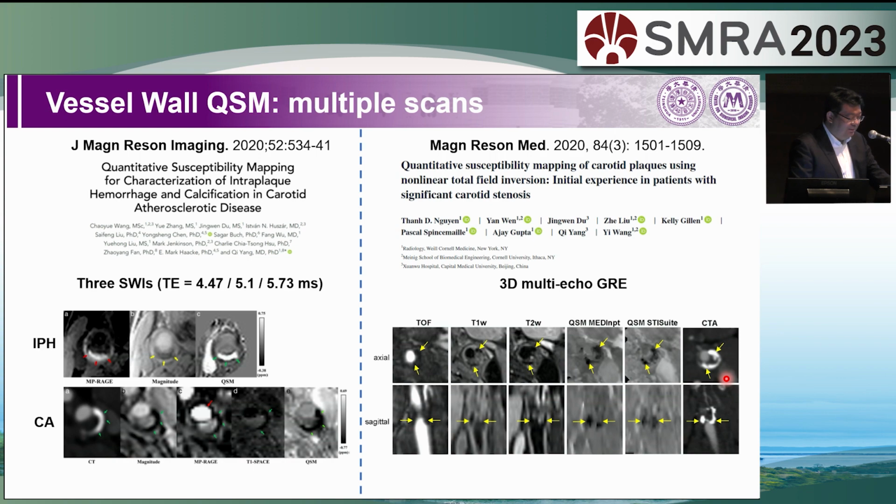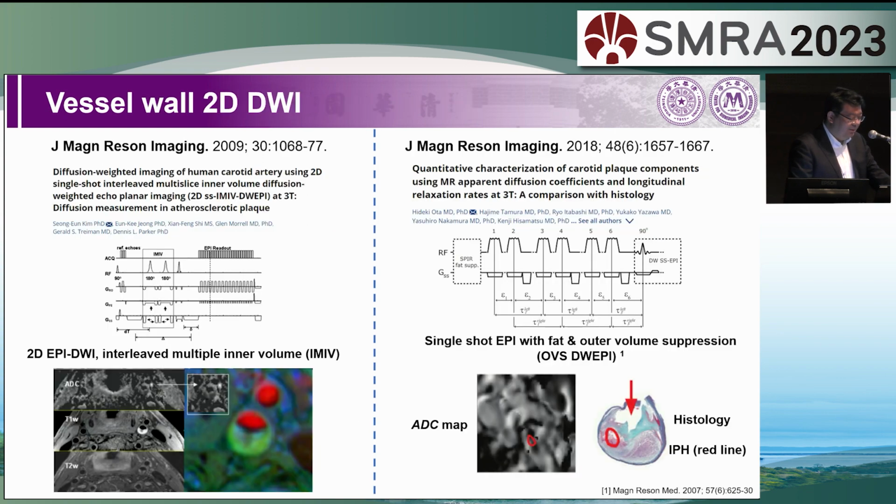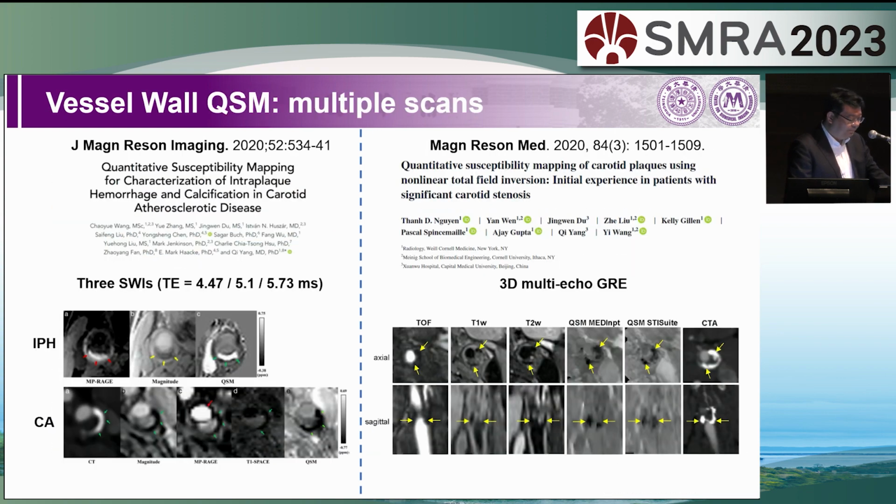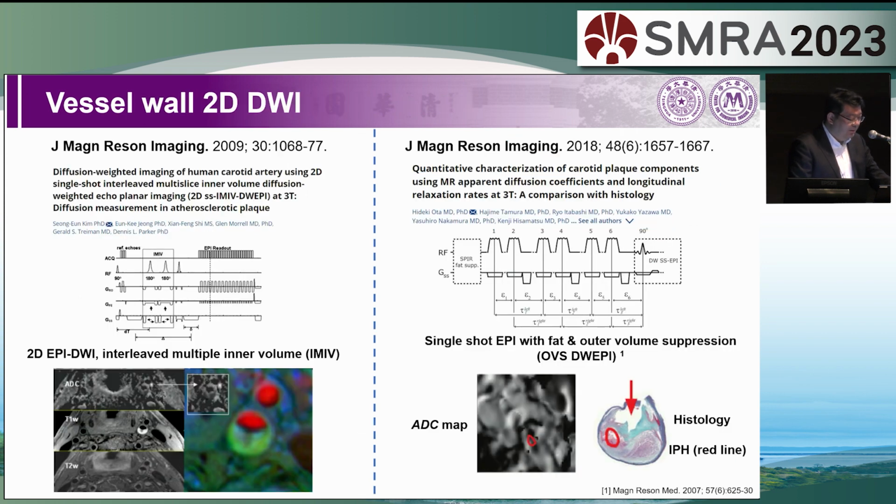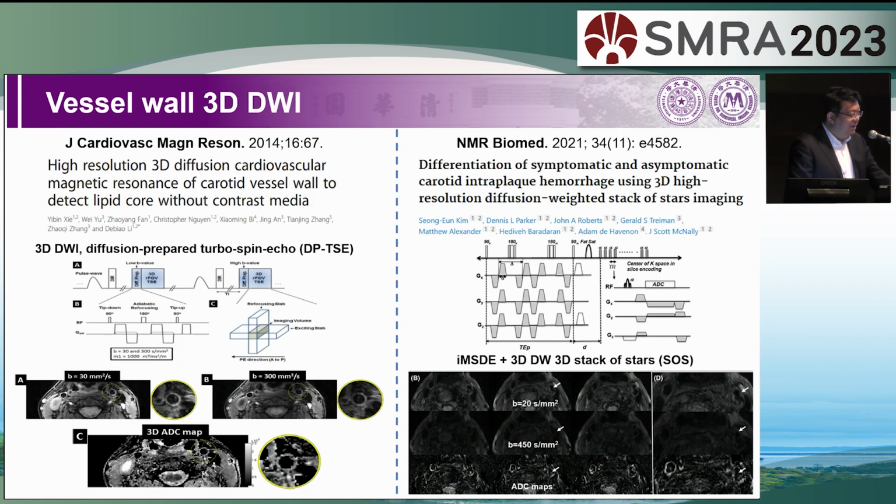I think the major point of this is to use QSM to identify IPH and calcification, because these two things are sensitive in QSM images. And there are also studies working on 2D DWI imaging of the vessel wall. These two techniques are 2D techniques, and these techniques are 3D techniques.